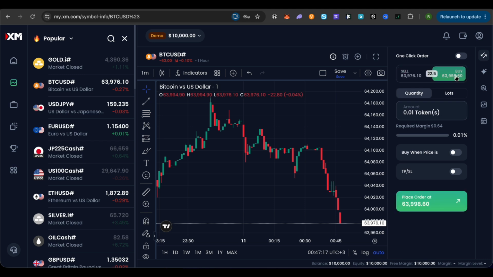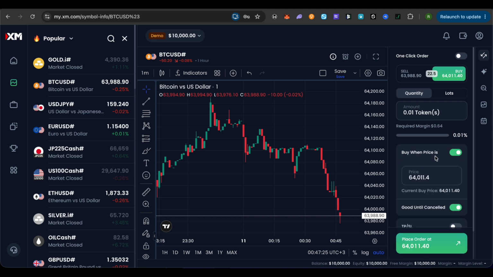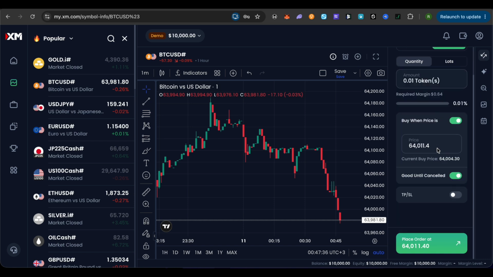Simply select buy and type the quantity. If you want to buy the lot, simply select the lot, and you can also limit the order when the price hits to any particular choice of yours. Simply select this option. This is basically the limit order, and this way you would be able to purchase gold.